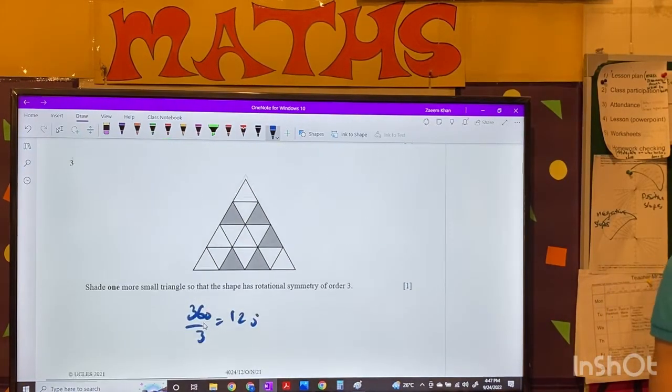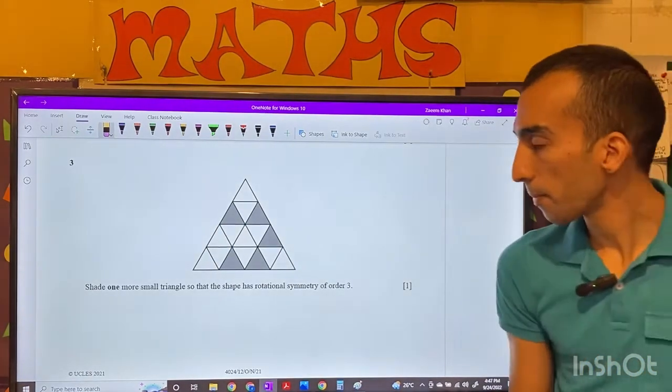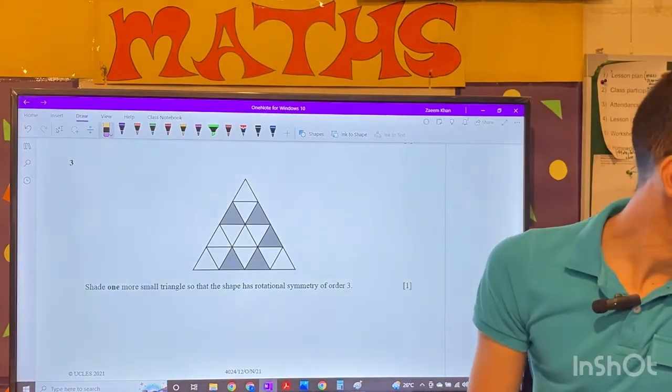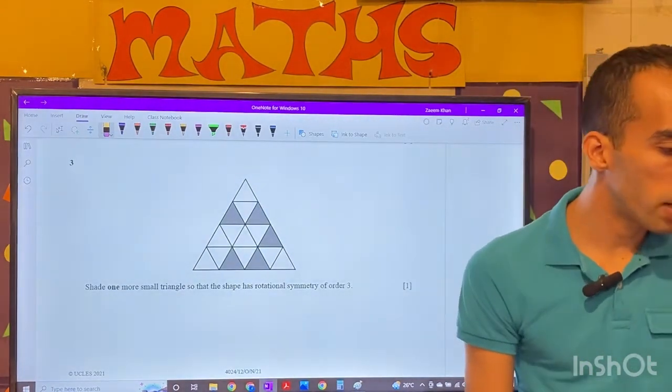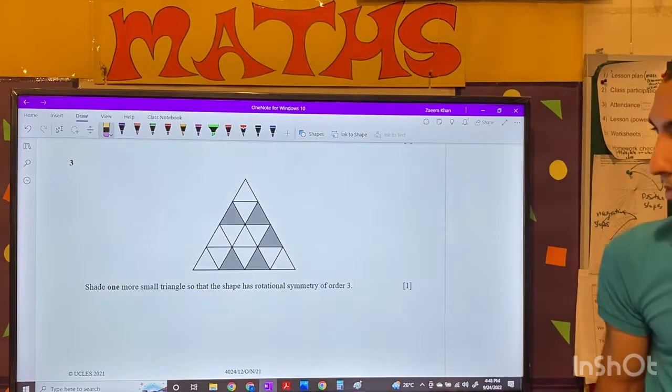That's negative 43. Can you read out this question out loud, please? Shade one more small triangle so that the shape has rotational symmetry of order 3. Okay. The basic and first and foremost thing that we start off with over here is we divide 360 by 3 to get the angle.